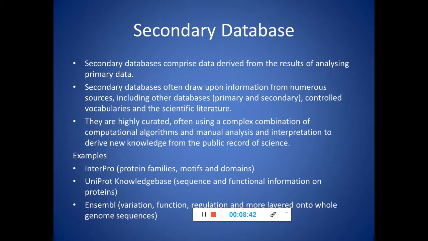Coming to a secondary database, it mainly includes data derived from the result of analyzing the primary data. The secondary databases often draw upon information from numerous sources, including other databases, controlled vocabularies, as well as the scientific literature. They are highly curated, often using a complex combination of computational algorithms, manual analysis, as well as interpretation to derive new knowledge from the public record of the science.